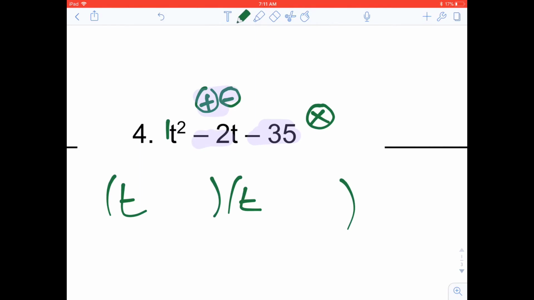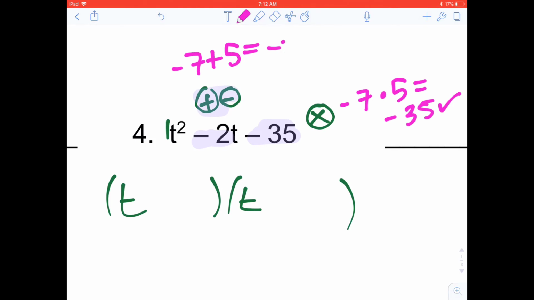Well, I know that, let's change color here, negative 7 times positive 5 is negative 35. Notice that works. But let's combine them here. What is negative 7, and since the 5 is positive, plus 5? Well, that gives me negative 2. And notice that that matches the middle term, or the middle coefficient. So guess what? We're good to go. We found our two numbers, negative 7 and positive 5.